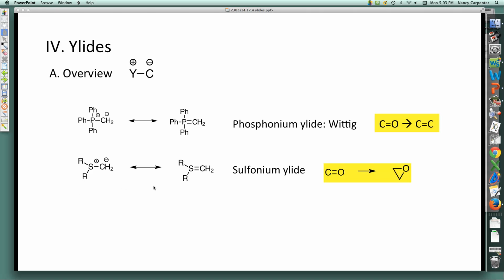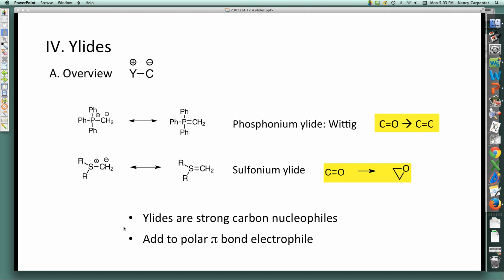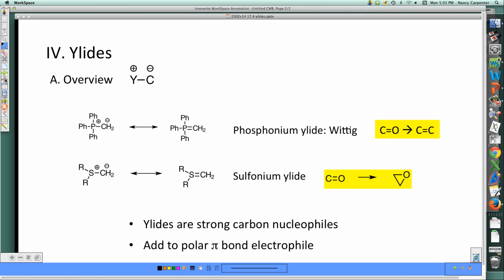And what we will see is that for the Wittig reagent, we will use that to convert aldehydes and ketones straight away to alkenes. Whereas for the sulfonium ylides, those will be used to convert a carbonyl to an epoxide. In either case, they fit right in with what we've been talking about already. Like Grignards and like organolithiums, these are strong carbon nucleophiles, carbon anions, that react readily with those polar pi bond electrophiles.